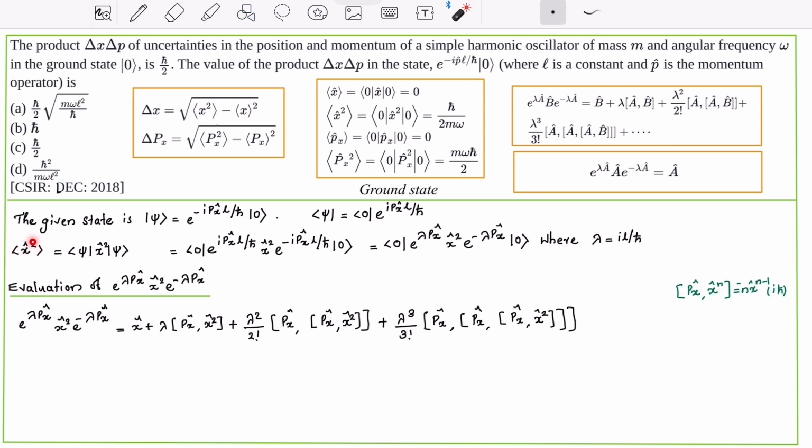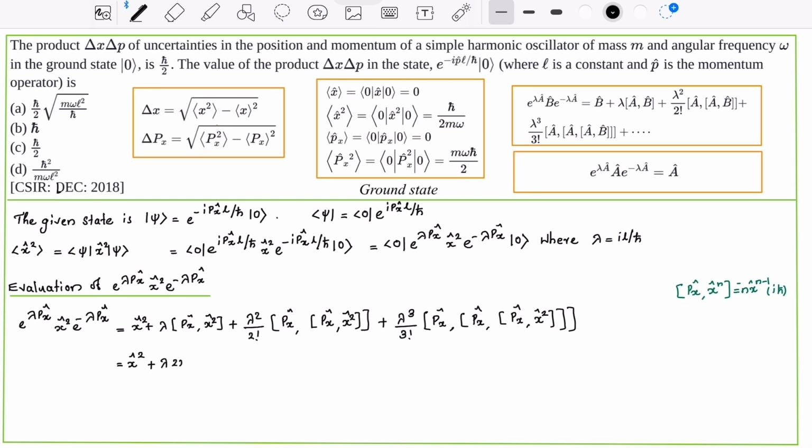Now let us find out the expectation value of x². This is ⟨ψ|x²|ψ⟩, that is equal to ⟨0|e^(ipxL/ħ) x² e^(-ipxL/ħ)|0⟩, and we can write it as ⟨0|e^(λpx) x² e^(-λpx)|0⟩. Now let us evaluate e^(λpx) x² e^(-λpx). That is equal to x² plus λ[px, x²] plus λ²/2! the commutator of px and x² plus λ³/3! the commutator of px and x².